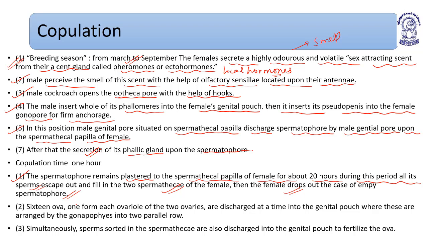Sixteen ova, one from each ovariole of the two ovaries, are discharged at a time into the genital pouch, where they are arranged by gonapophysis into two parallel rows. Simultaneously, the sperm stored in the spermathecae are also discharged into the genital pouch to fertilize the ova. These are the facts regarding ovulation. Ovulation time is 1 hour.